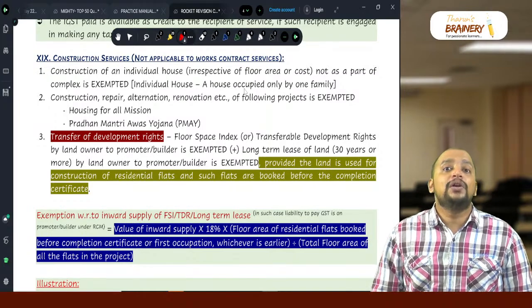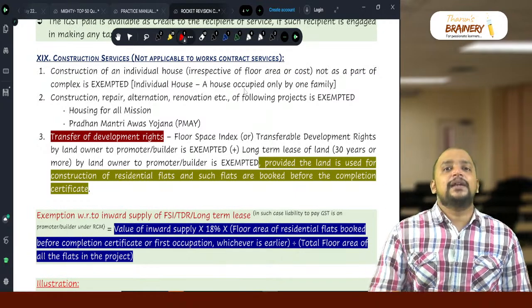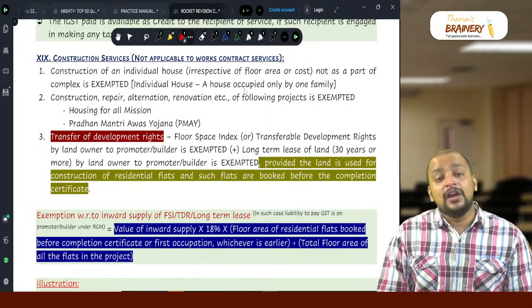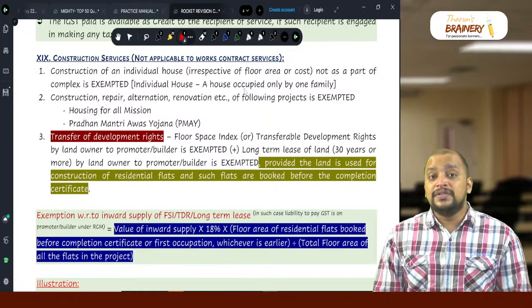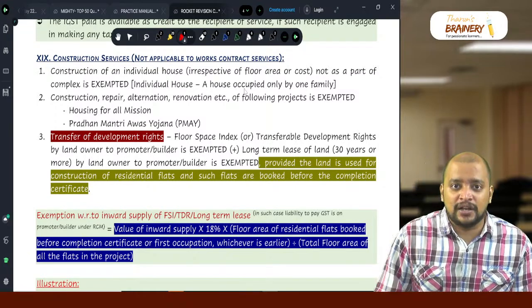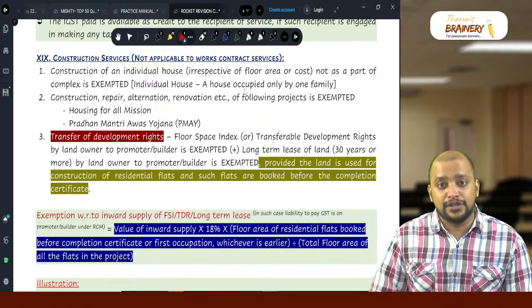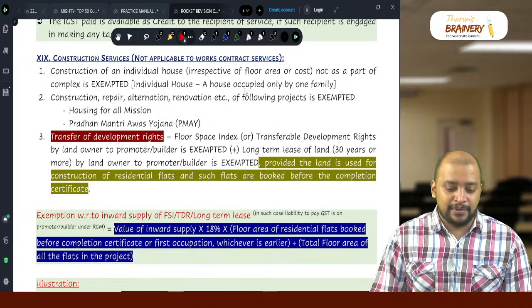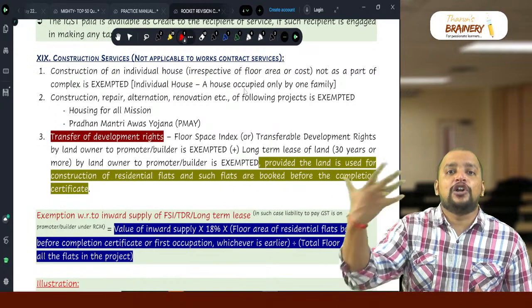But remember, only construction is exempted, but repairs is not exempted. Whereas the second point, if you see, construction or repairs or renovation in relation to a project which is covered under Housing for All Mission or Urban Awas Yojana, so Pradhan Mantri Awas Yojana, that will be exempted. Okay, then number 3. TDR, FSI and long-term lease.